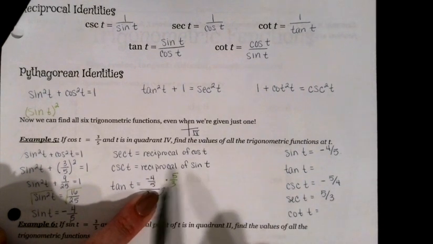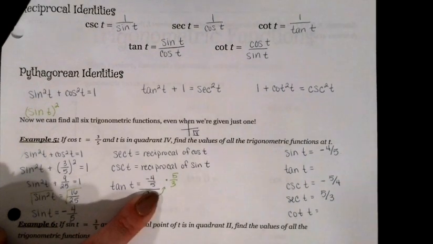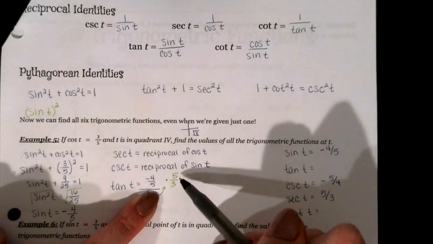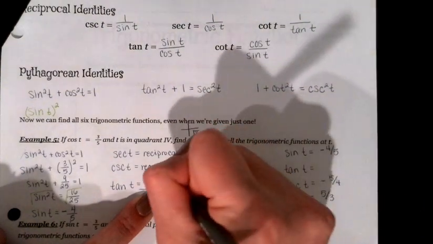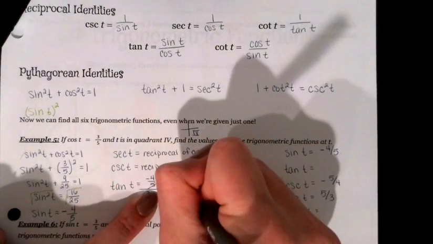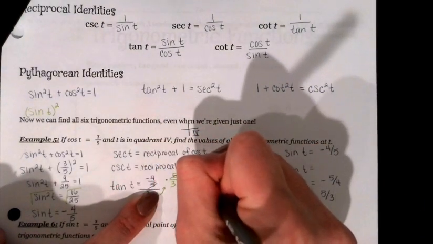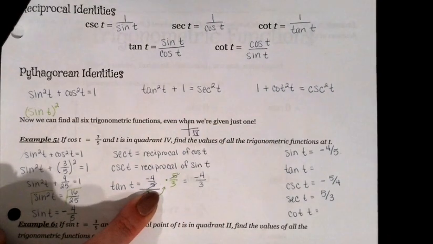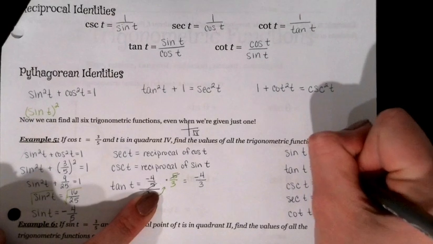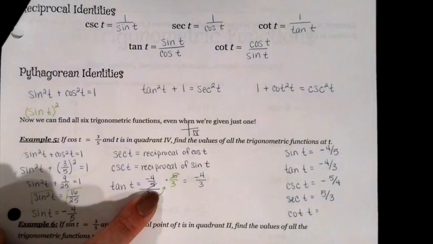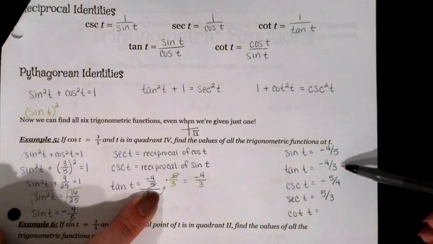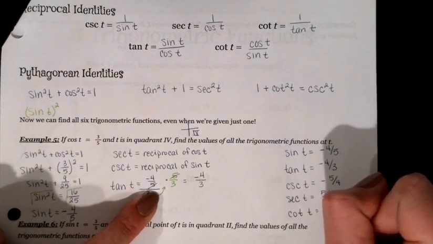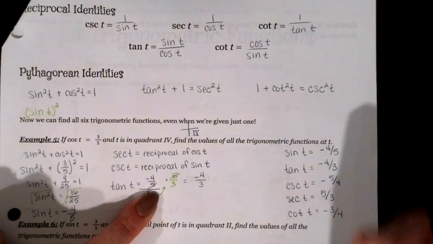And I can multiply straight across. I do recognize that the 5s will cancel. I have one in the numerator, one in the denominator, so I'm going to cross those out. So what I have left is negative 4/3. So tangent of t is negative 4/3, which means cotangent of t is just the reciprocal of this. So I'm going to flip my fraction, and I would have negative 3/4.